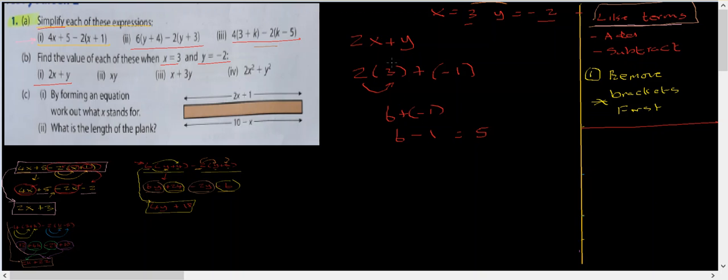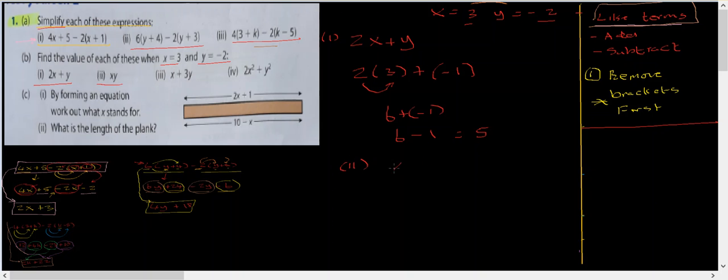Okay, so that's the first one. The next one then we want to look at is this one here. So let's say that's question 1. So question 2 then.